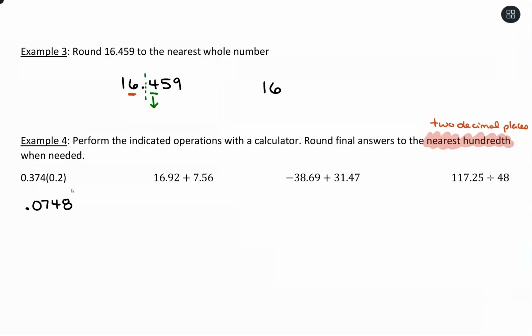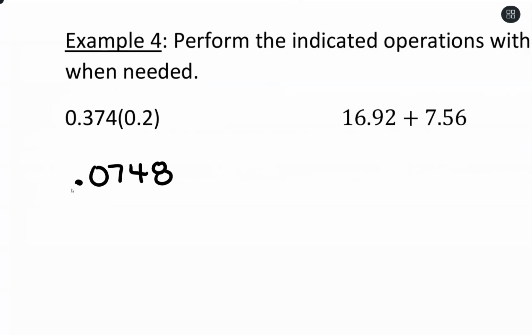And then we're going to round to the nearest hundredth. So I'm going to cut it off at 2 decimal places. And I'm just going to inspect that 4, which is telling us to round down. So I'm just going to round that to a 0.07. And that'll be my final answer.